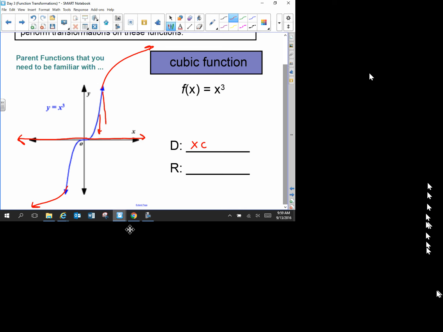My range, same thing. Flatten it this way. Pull all those values in. Pull all these values in. It is all real numbers.